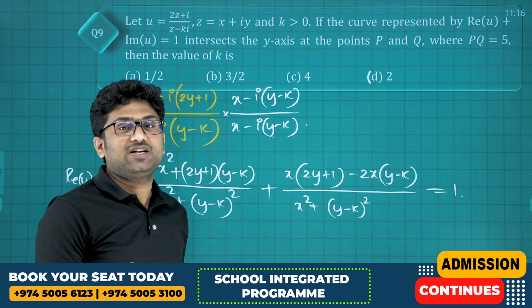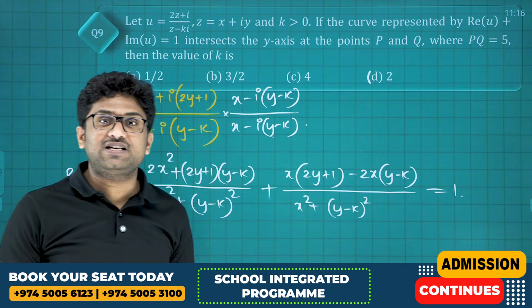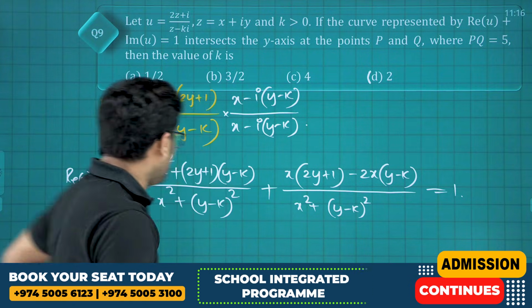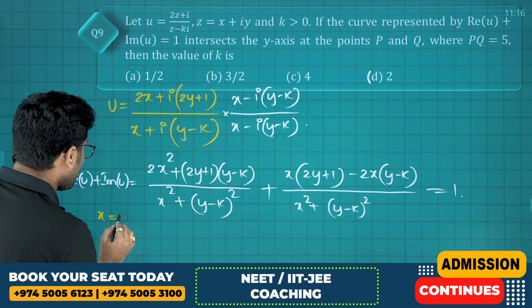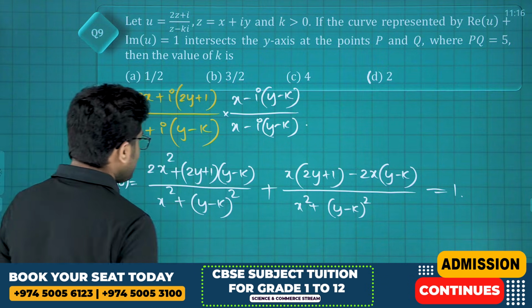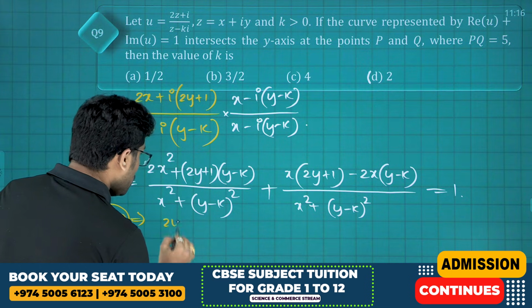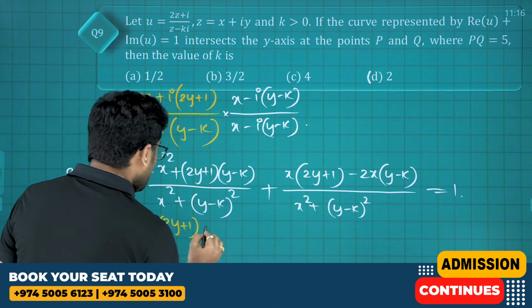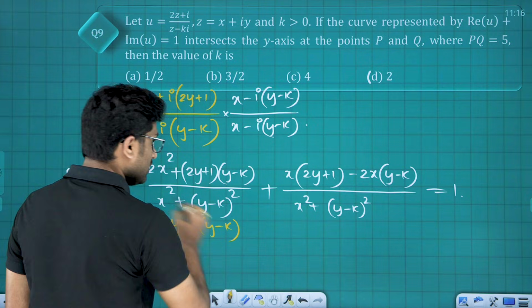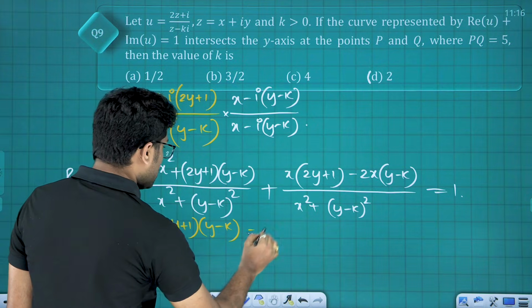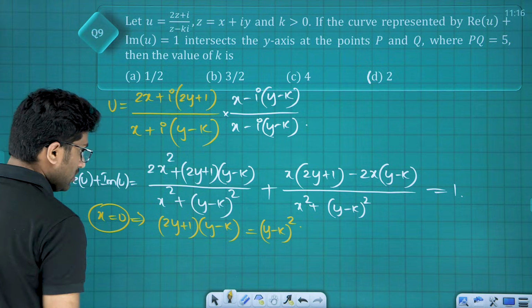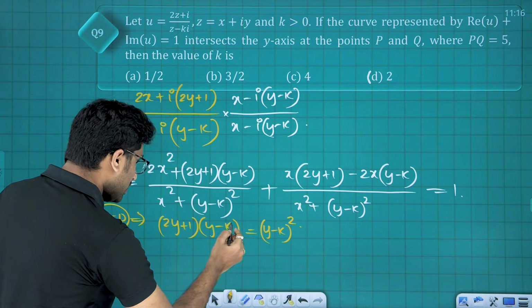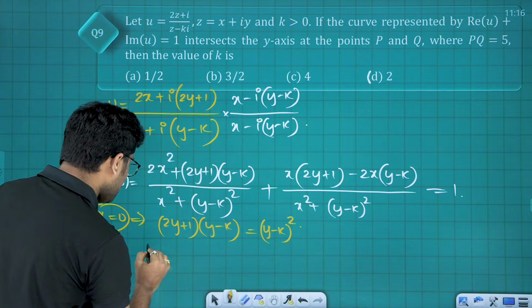What do you mean by intersecting the y-axis? Intersecting the y-axis is nothing but putting x equal to 0. So we'll put x equal to 0 in this. If we put x equal to 0, (2y plus 1) into (y minus k) is equal to (y minus k) whole square. Clear? Great. So let's try to take y minus k common.